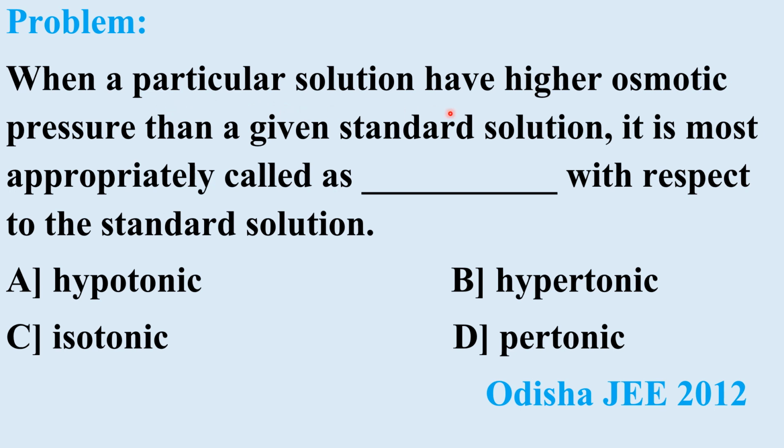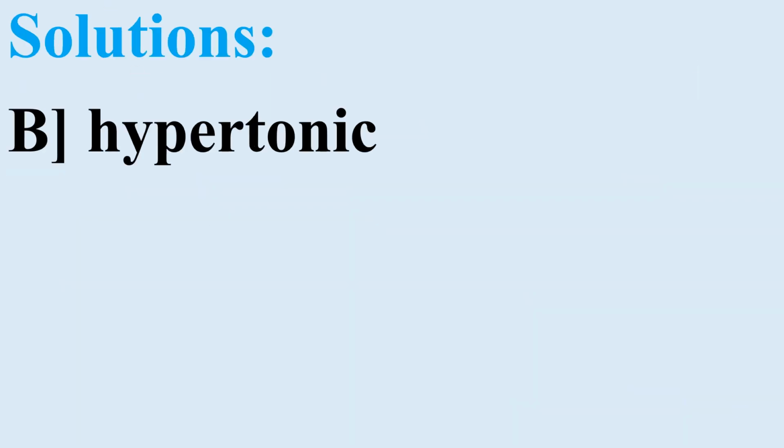When a particular solution has higher osmotic pressure than a given standard solution, it is most appropriately called as dash with respect to the standard solution. Option A hypotonic, option B hypertonic, option C isotonic, option D pertonic. A solution which has higher osmotic pressure when compared to the other is called a hypertonic solution.